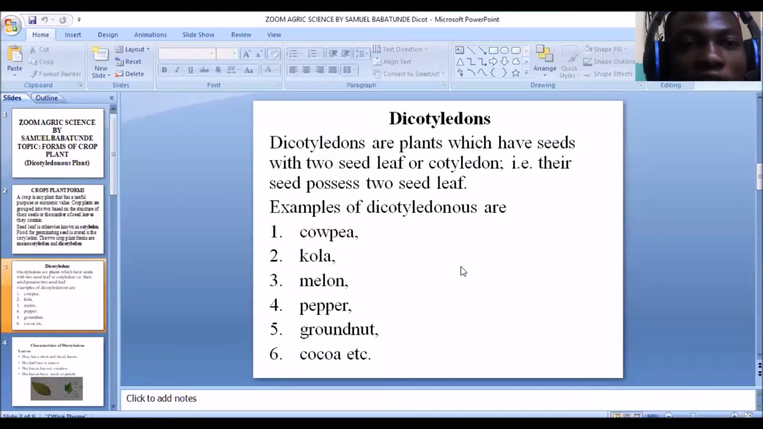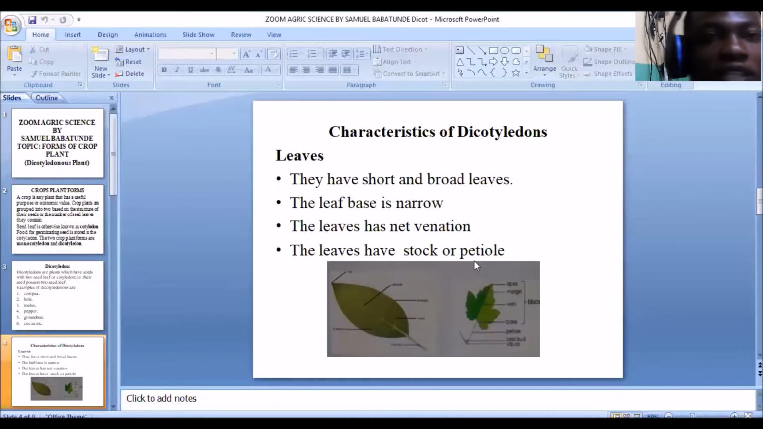These plants are called dicotyledonous plants because their seeds have two seed leaves. That is, their seed has two cotyledons, and we refer to them as dicotyledonous plants. Now, what are the characteristics of these dicotyledonous plants?